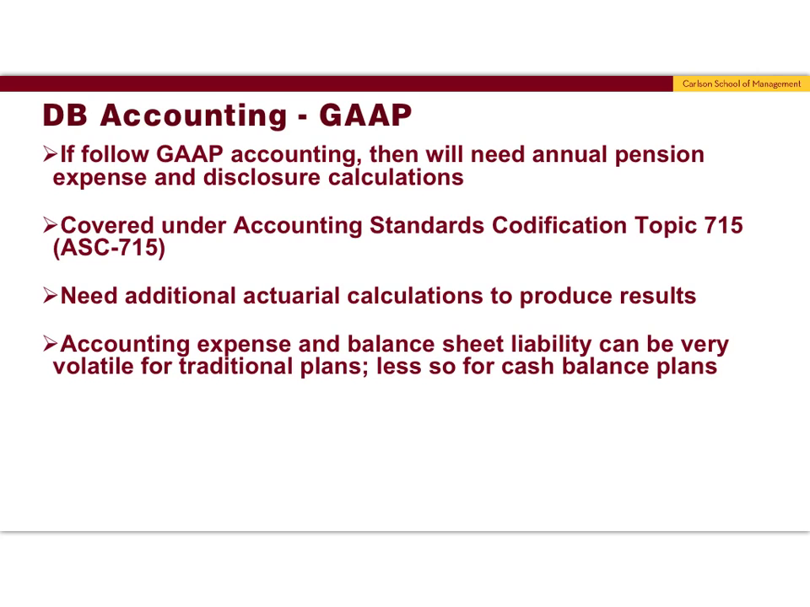These accounting calculations are covered under Accounting Standards Codification Topic 715, also known as ASC 715 accounting. Because the pension accounting rules are very complex, the plan sponsor will need to have their actuary calculate most of the results. These numbers will be substantially different than those developed in the annual actuarial funding report.